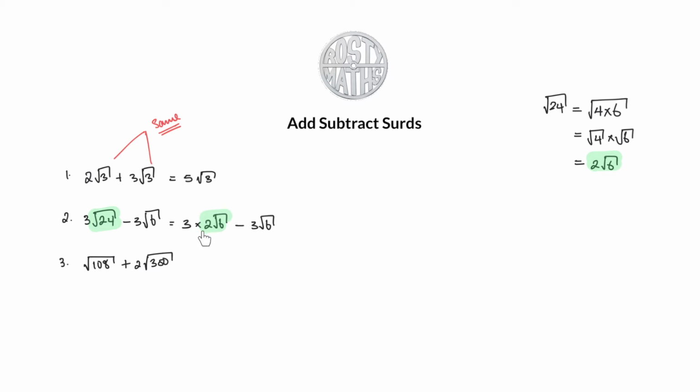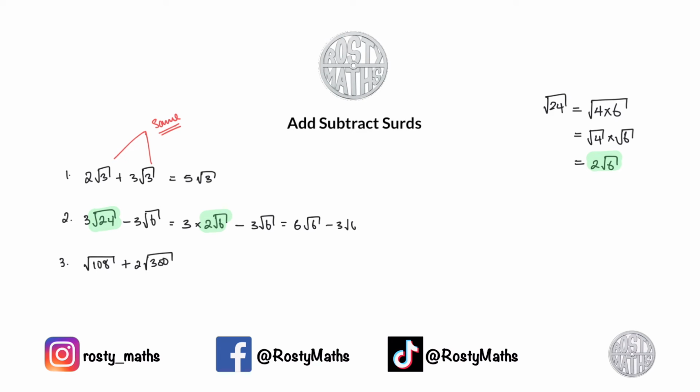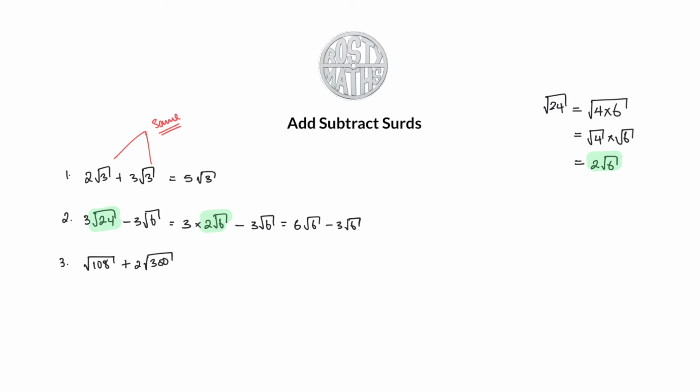Now we can sort this out. They are multiplying, so that's easy to do. This becomes 2 times 3, 6 root 6 minus 3 root 6. Now that I've got the same square roots, it's easy to subtract them. So 6 lots of root 6's take away 3 lots of root 6's there will give me a final answer of 3 root 6. And just like that, this is also finished.